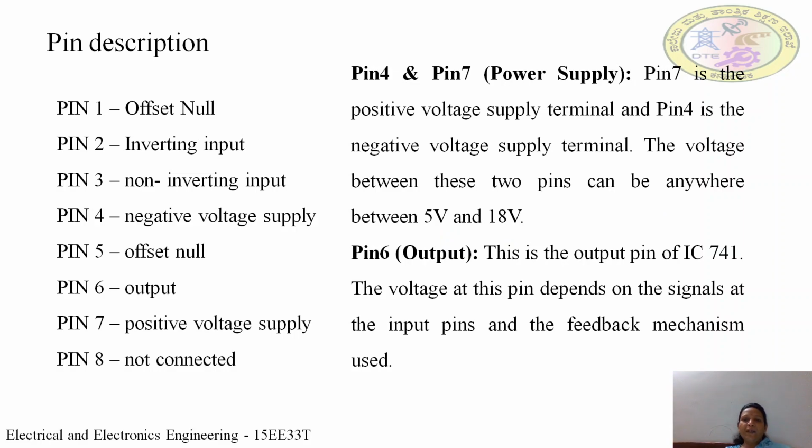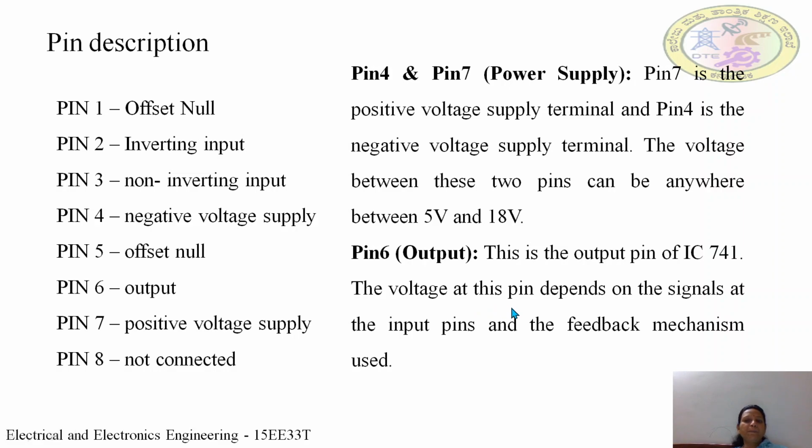So the supply voltage, the DC supply voltage that we were giving, is between 5 volts to 18 volts. And the signal to be amplified, the signal that we apply at the input to be amplified, always swings between this plus and minus voltage. Pin number 6 is the output. So IC 741, pin number 6 is the output.